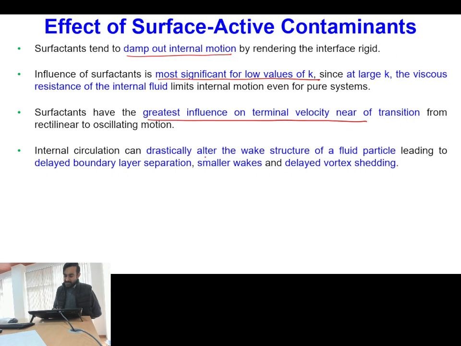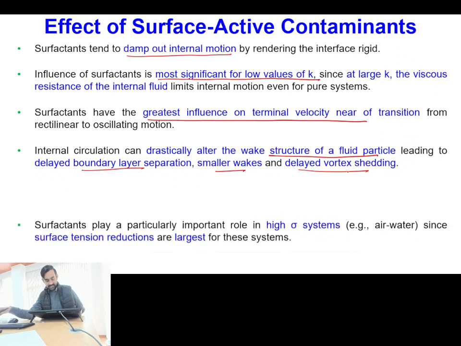Internal circulation can drastically alter the wake structure of a fluid particle, which can lead to delayed boundary layer separation, formation of a small wake, and delayed vortex shedding. That is something we discussed in the previous class as well.